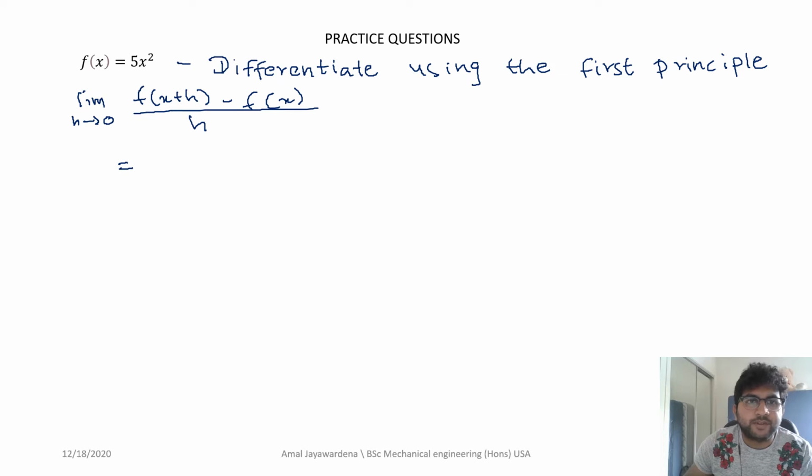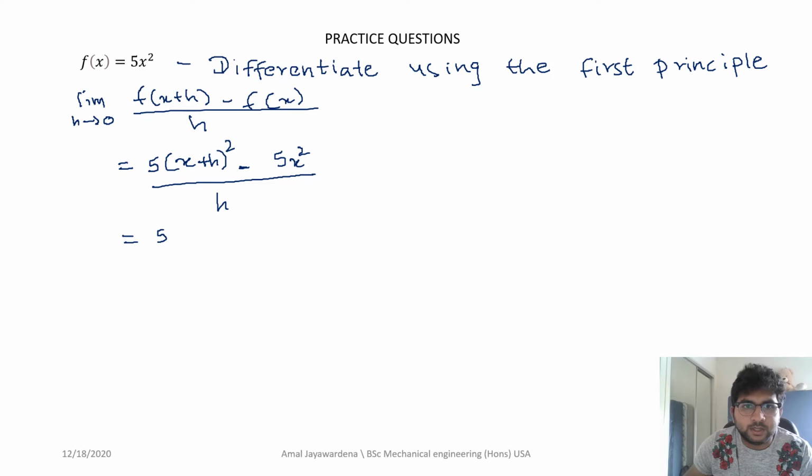So let's say f(x plus h). Every time you see an x, you have to add an h. So it's going to be 5(x plus h) squared. I think it's clear for you guys. Instead of x, because it's x plus h, I put 5(x plus h) squared minus f(x), which is 5x squared, divided by h, right? So let's expand (x plus h) squared first.